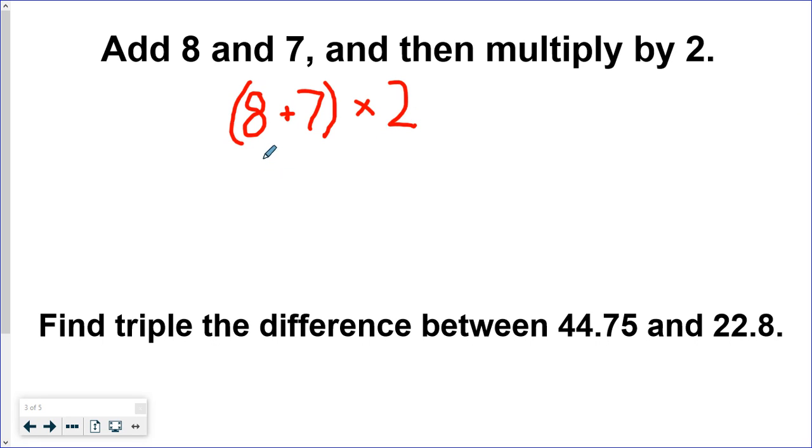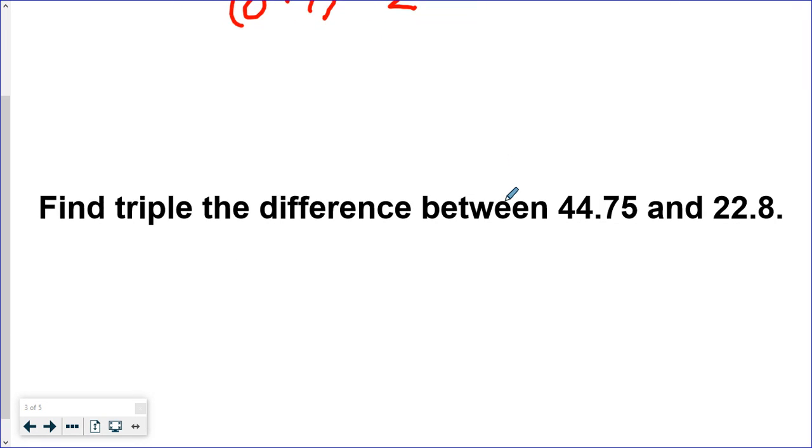Now, some people might say, Mr. Johnson, what would happen if I just wrote this and I didn't put the parentheses around the 8 plus 7? Well, according to what we know about please excuse my dear Aunt Sally, the first thing you'd probably do is the 7 times 2. And I do not want 7 times 2. The first thing I have to do is the 8 plus 7. So I do have to put those parentheses around the 8 plus 7 because that tells me I have to do this first. And then I'm going to multiply by 2. Okay? Let's look at this next problem here.